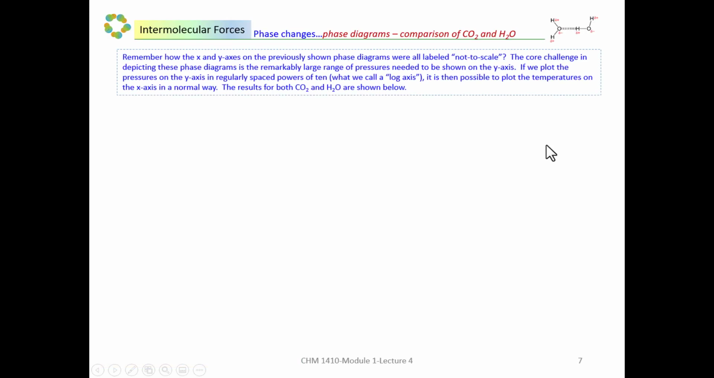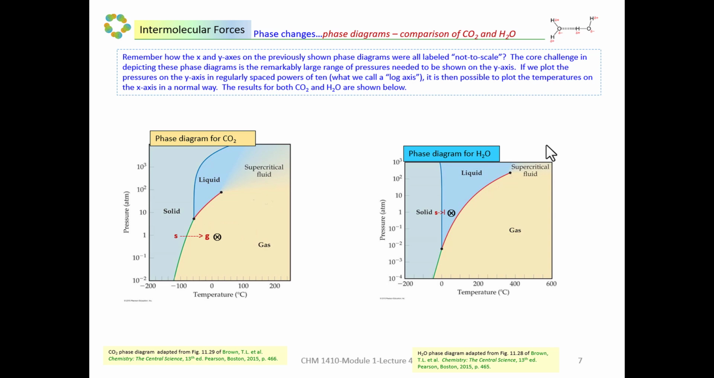Now remember, the X and Y axes on our previously shown phase diagrams were all labeled not to scale. Now the core challenge in depicting these phase diagrams is the remarkably large range of pressures needed to be shown on the Y-axis. If we plot the pressures on the Y-axis in regularly spaced powers of 10, which we'll call a log axis, it is then possible to plot the temperatures on the X-axis in a normal way. The results for both CO2 and water are shown below.